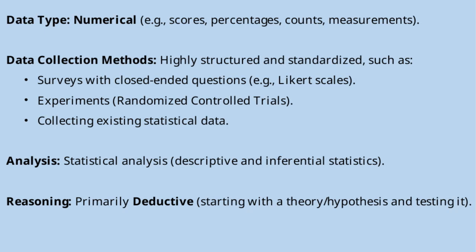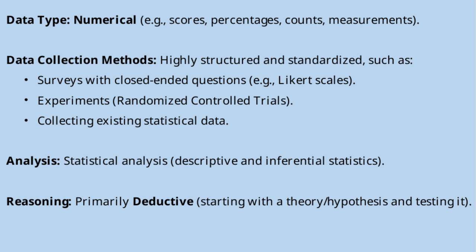Now, let's take a look at data types, specifically numerical data. This includes things like scores, percentages, counts, or measurements. These are all quantitative measures that give us concrete numbers to analyze. When it comes to collecting this kind of data, we usually rely on highly structured and standardized methods. For example, surveys with closed-ended questions, such as Likert scales, allow us to gather consistent responses across participants. We also use experiments, especially randomized controlled trials, to test hypotheses under controlled conditions. And of course, we often collect existing statistical data, which can come from previous research or official records.